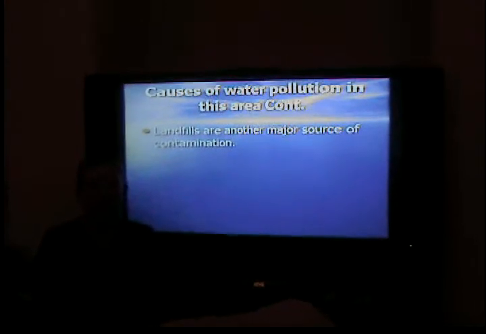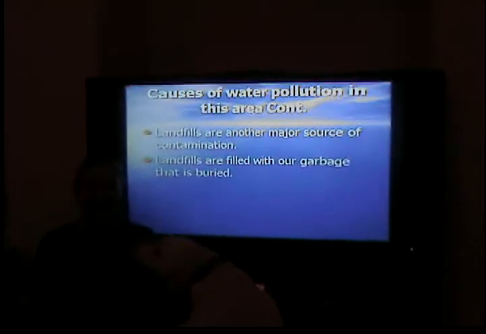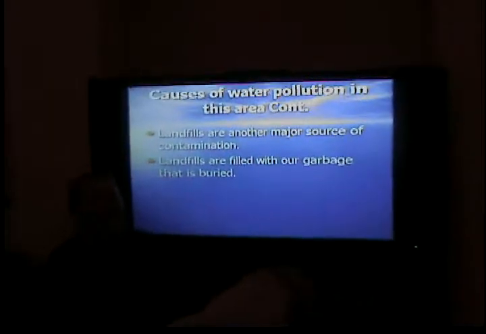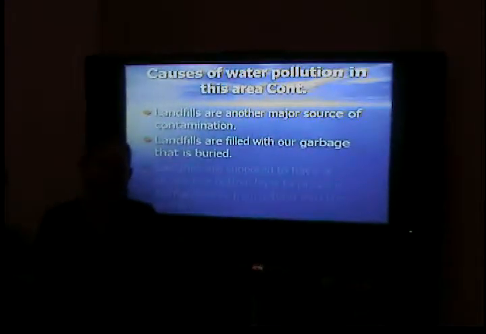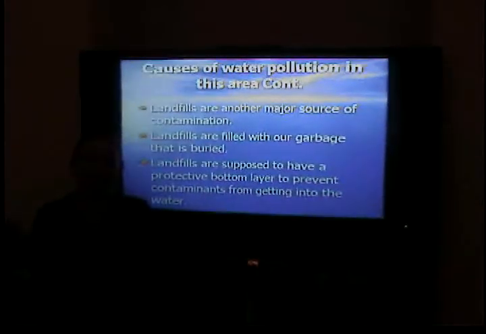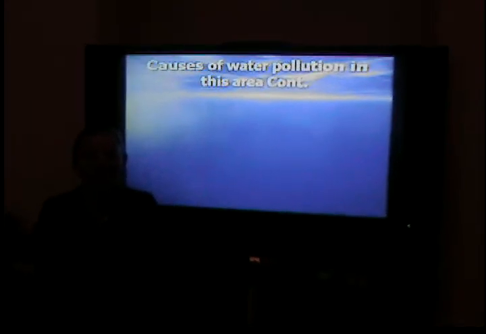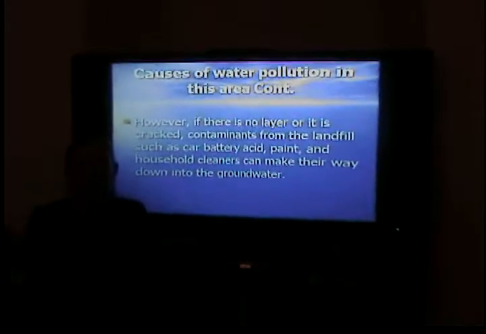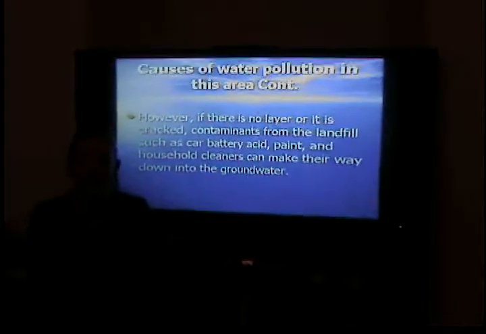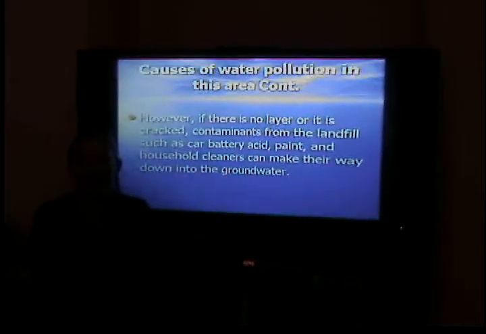Landfills are another major source of contamination. Landfills are filled with garbage that is buried. Landfills are supposed to have a protective bottom layer to prevent contaminants from getting into the water. However, if there is no layer or it is cracked, contaminants from the landfill, such as car battery acid, paint, and household cleaners, can make their way down into the groundwater.